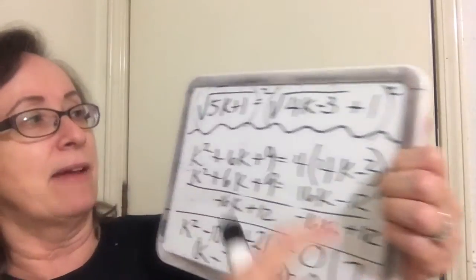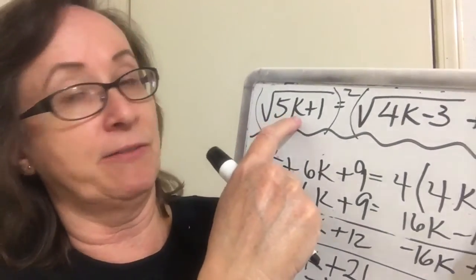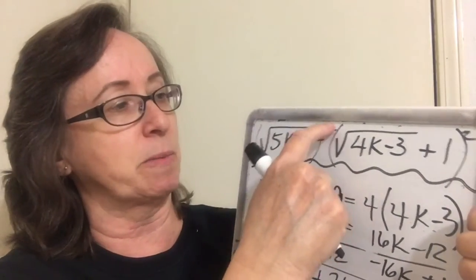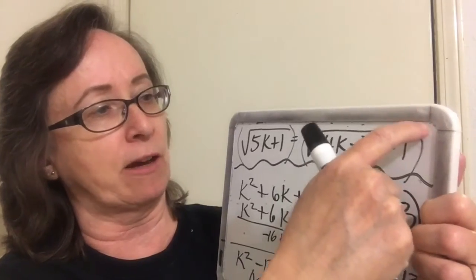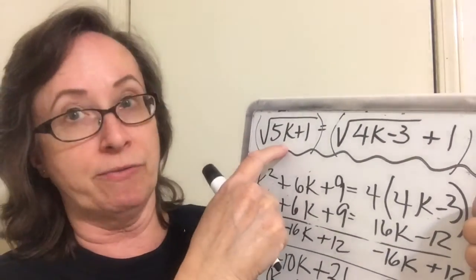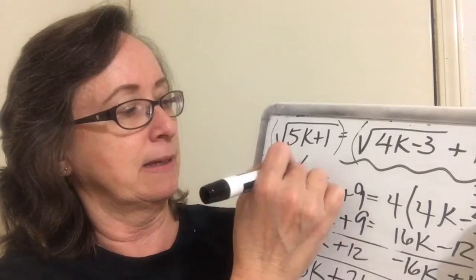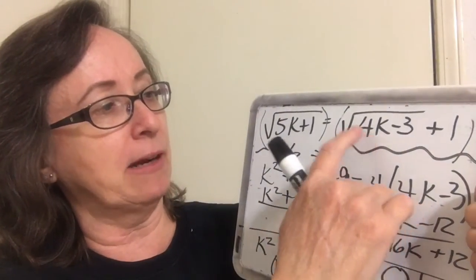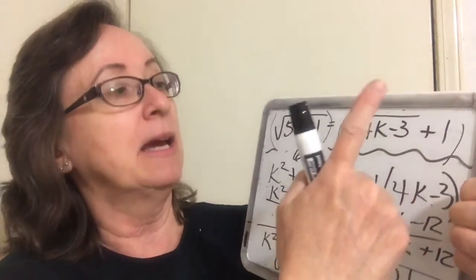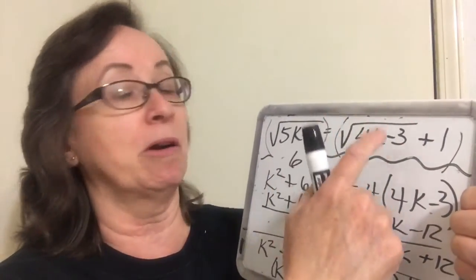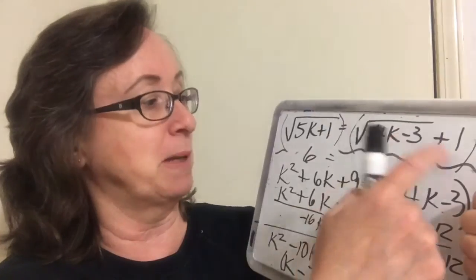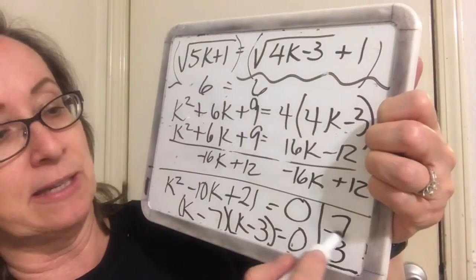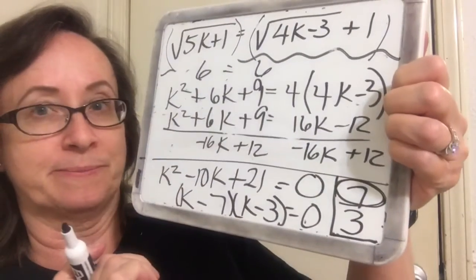So to plug in the 7, I go back here. If k is 7, I get 5 times 7 is 35 plus 1 is 36. Remember, we're back to our original, so I'll take off those squares. The square root of 36 is 6. Okay, and when I plug in the 7 up here, I get 4 times 7 is 28, minus 3 is 25. The square root of 25 is 5 plus 1 is 6. 6 does equal 6. So 7 is a good solution.